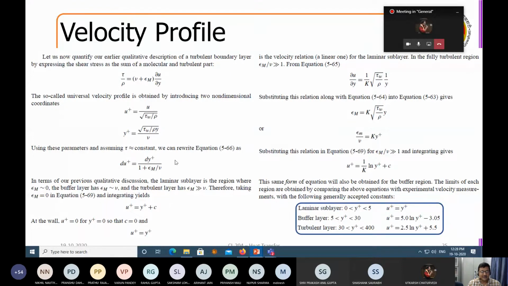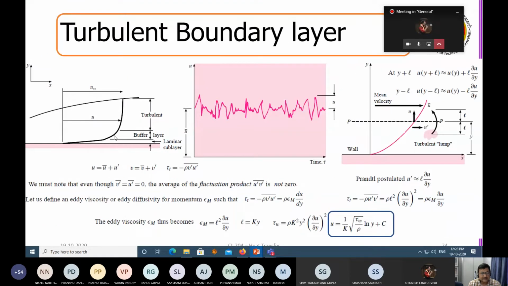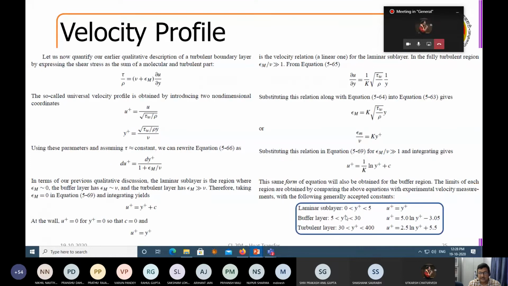Once you get a dimensionless form like this, you take three limits. The laminar sublayer is 0 to 5 y plus, the buffer layer is 5 to 30 y plus, and the turbulent layer is 30 to 400. These are the three limits you define here. In 0 to 5, the eddy viscosity epsilon_M is nearly 0 in the laminar sublayer. So you put epsilon_M to be 0, du becomes dy plus, so u plus will become y plus plus c.